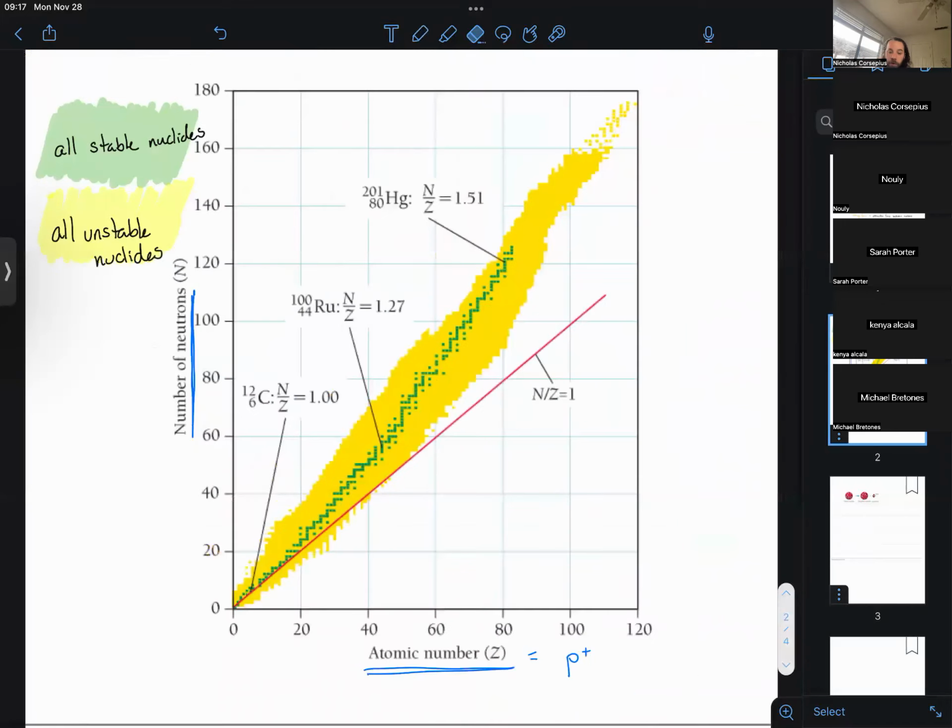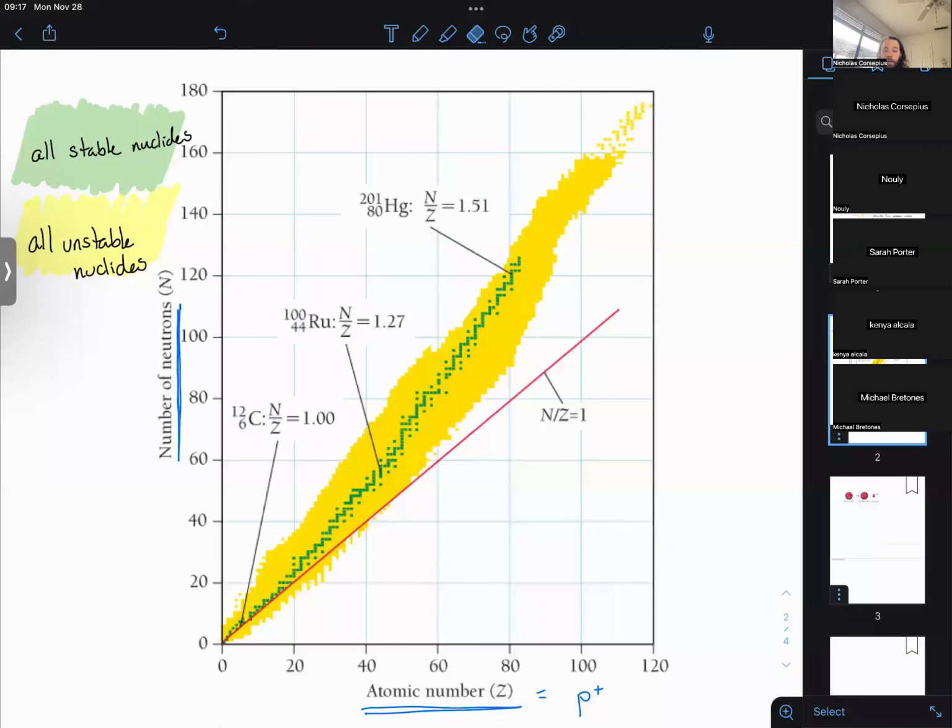All right, so first of all, what this chart is saying is that there are way more unstable nuclides out there than there are stable ones, right? So most atoms have only a very small amount of stable isotopes. And if you had anything else, it wouldn't be stable. It would quickly react, quickly fall apart.